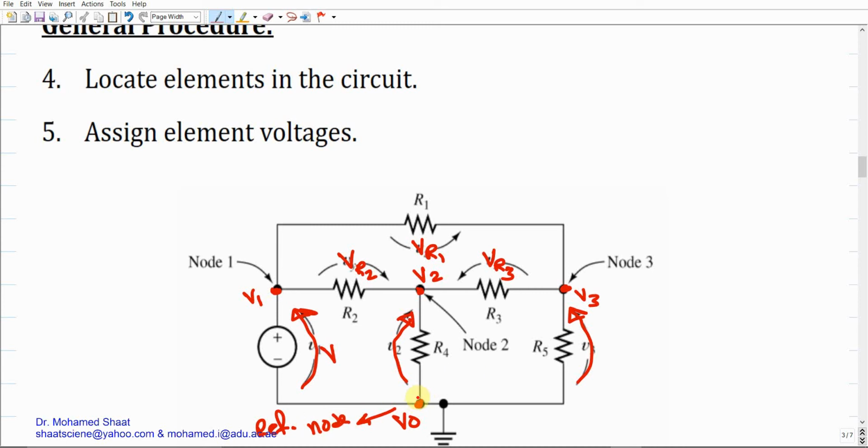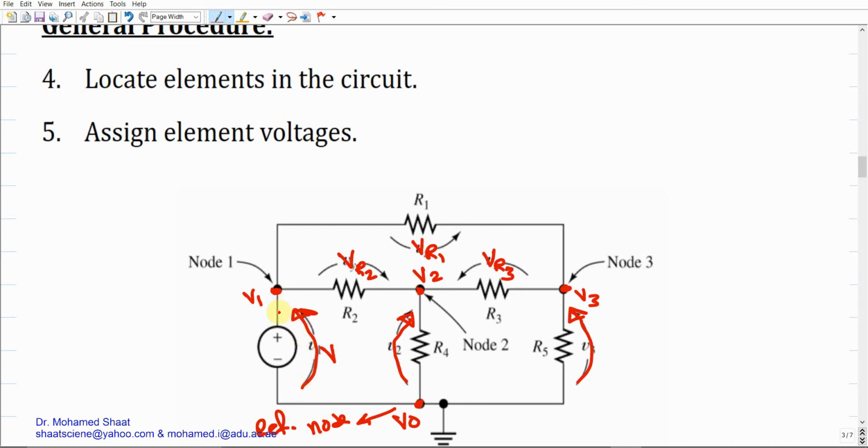It is advised, in case you have an electrical element and one of its ends is the reference node, to assume the element voltage moves out of the reference node to the other node, like R4. Its voltage direction, I'm going to assume that it moves from V0 to V2. For example, R5 has two ends, V0 and V3, so I'm going to assume that it comes from V0 to V3. How about the voltage source? The same, it has two ends, V0 and V1, so assume that it comes from V0 to V1.